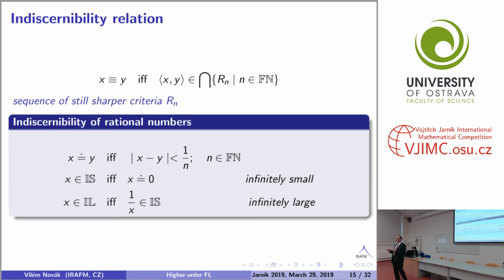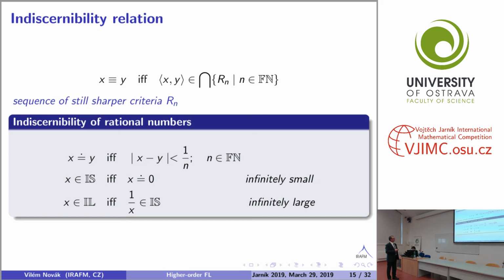I, of course, will not speak about alternative set theory in more detail. Only let me turn your attention to this concept of indiscernibility relation. It is obtained as intersection of still sharper and sharper precise relations. These relations are a mathematical model of some criteria to distinguish, to discern two elements. And we can also introduce indiscernibility of rational numbers.